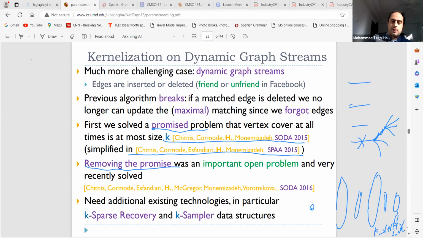But first, this is the no promise case, and this one is the promise case. And this is the simplified one. I want to talk about this. Here, I especially need two data structures. These are actually very nice structures, which are used a lot in this kind of streaming algorithm, and they are very useful. So what are these?